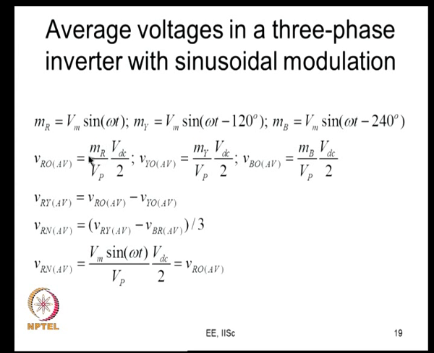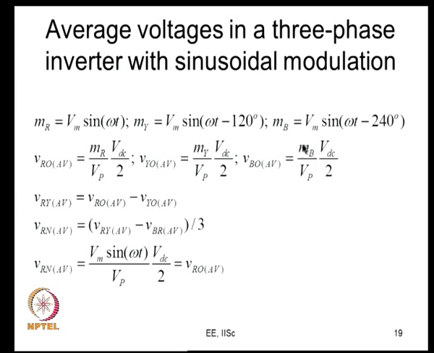That is what is going to cause a change here. You will restrict MR to Vp when you are doing linear modulation. In overmodulation, MR will go higher than that, but even if it goes higher it will not cross the limit. That is not exactly shown here, as this has been written more in the context of linear modulation. VRO average cannot exceed plus VDC by 2 and it cannot go below minus VDC by 2. Similarly, VYO average during linear modulation is MY by Vp times VDC by 2, and VBO average is also MB by Vp times VDC by 2.